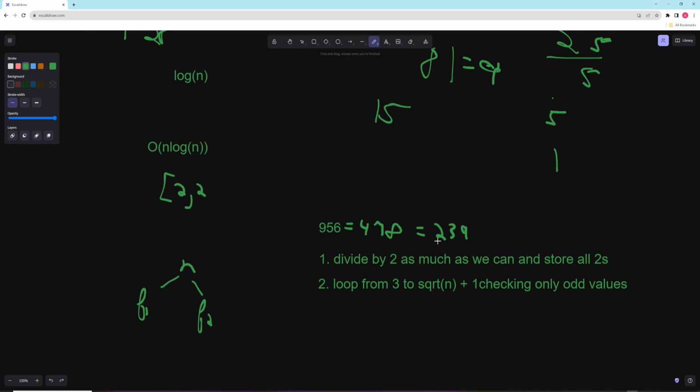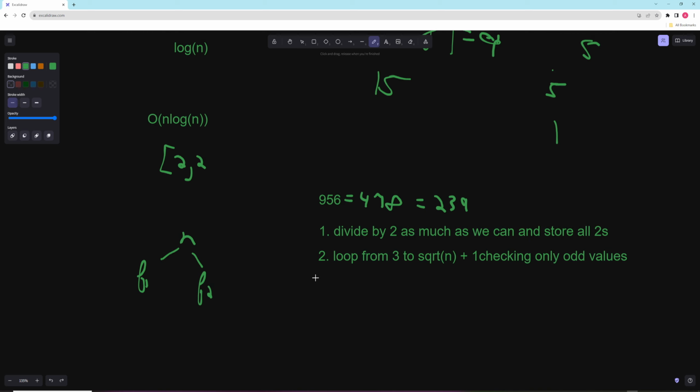So let's do that. For this 239, this is going to be kind of annoying, maybe. Honestly, this might be prime to begin with, but let's just see what happens. So for 3, it's not divisible by 3. For 5, it's not divisible by 5. For 7, it's not divisible by 7. For 9, I don't think so. Yeah, it's not divisible by 9. It's not divisible by 11.